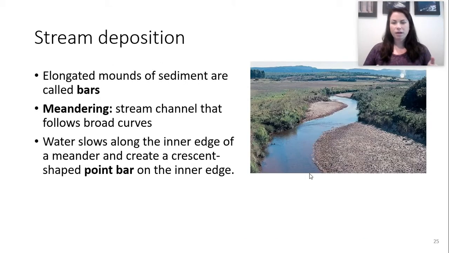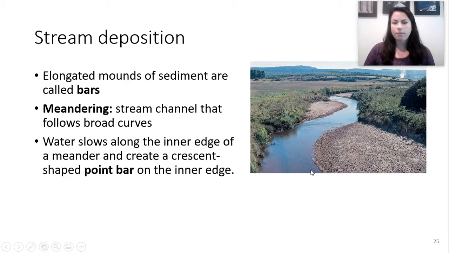When we have different types of streams, we get different types of deposition. So here's a stream. These elongated mounds of sediment are called bars. When a stream is moving very broad and curvy like this, that's called a meandering stream. Water flows along the inner edge of the meander and creates a crescent shape like this point bar. So again, this is where sediment accumulates along a point bar.